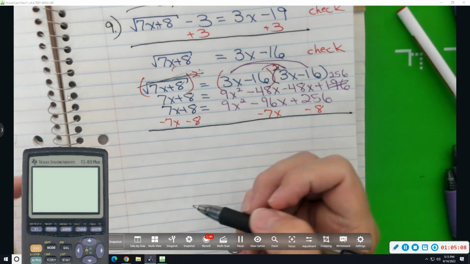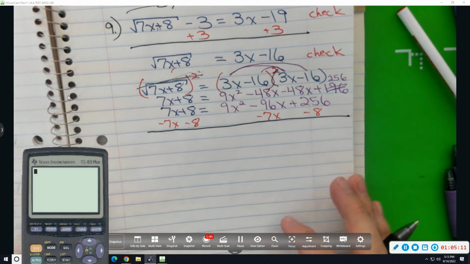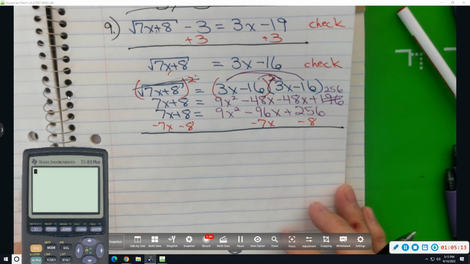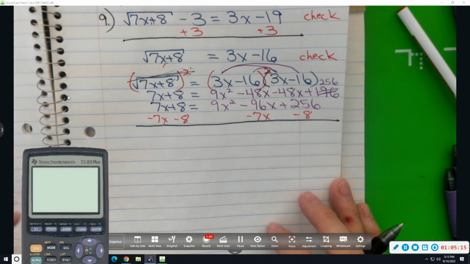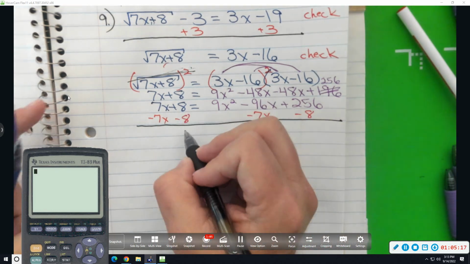I have to say all these horizontal lines are different because I don't normally draw them. The horizontal lines? I don't know. It just seems, I don't know. I'm in a horizontal line mood today.